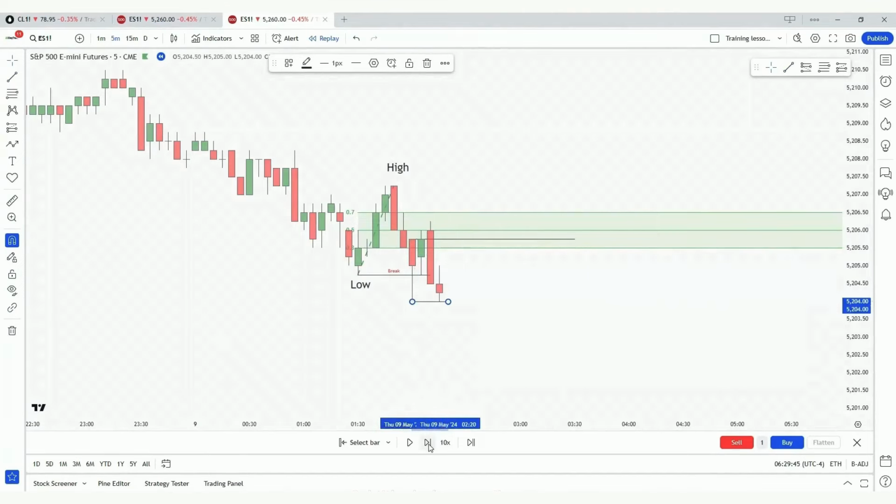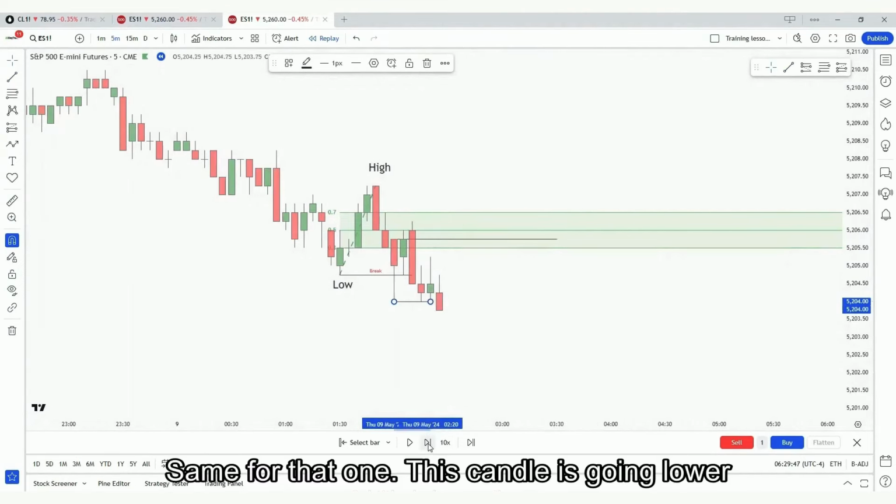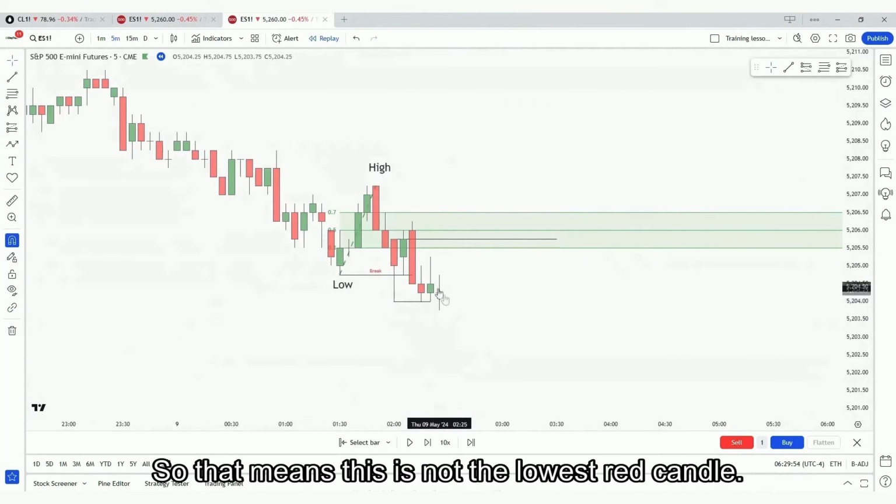Next candle. Same for that one. This candle is going lower, but the opening and the closing price are at the same price level. So that means this is not the lowest red candle. So we still look at this candle. The next. And there it is. So right now this is our lowest red candle. And instead of looking at the highs of this one, we will now keep an eye on the highest point of the lowest red candle. And that's over here. So if we see a green candle closing above this line, we have a valid retracement and we create a lower low.